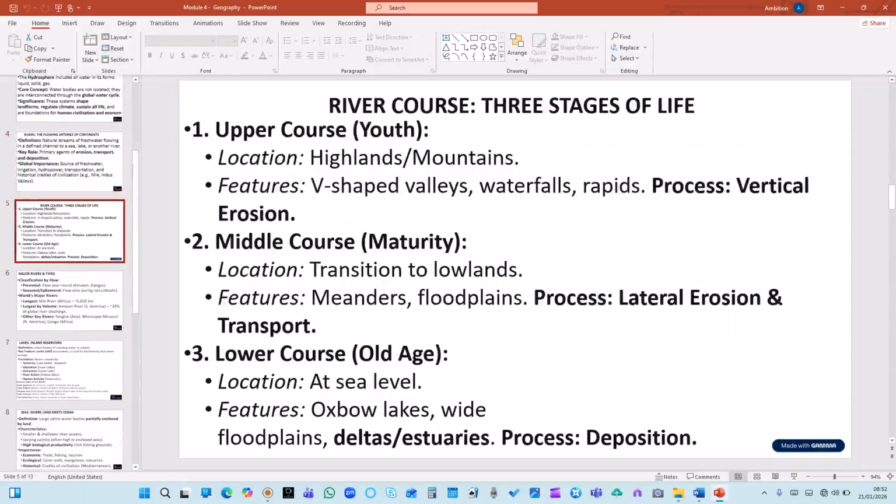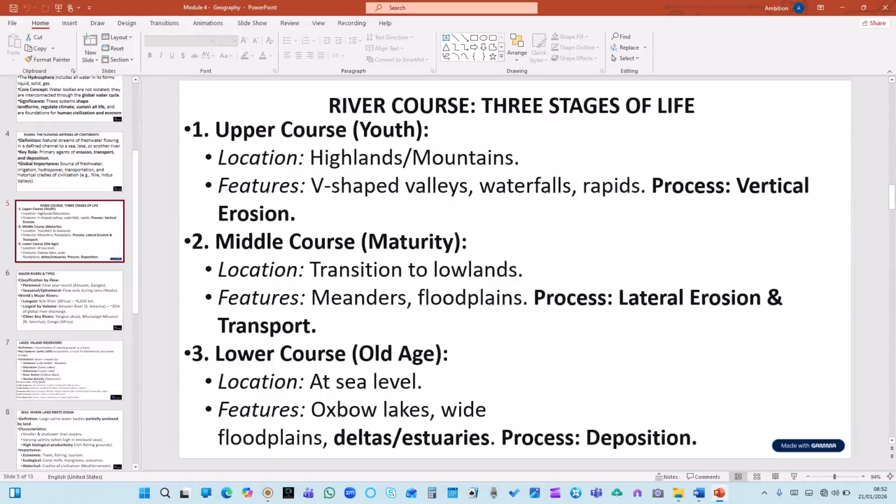Let us look at river course. By the term river course, we mean the continuous movement of river from the source to the mouth. That is the movement of water or river from where it begins to where it ends. Now we have the upper course, which is usually located in the highlands and mountains. This is just the beginning of river. The features or characteristics of river at the upper course is that it is usually V-shaped valley, waterfalls, rapids. The process is vertical erosion, so it flows vertically.